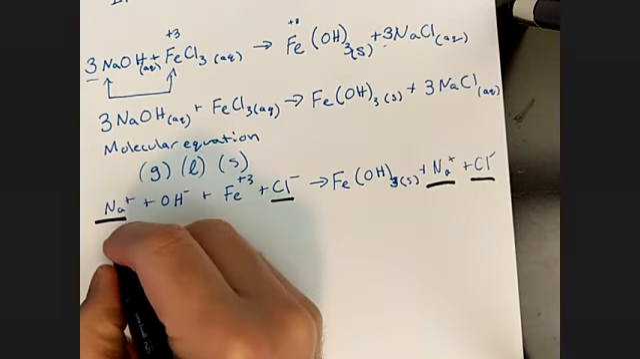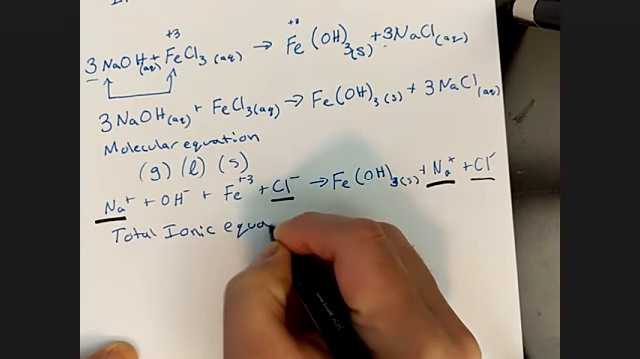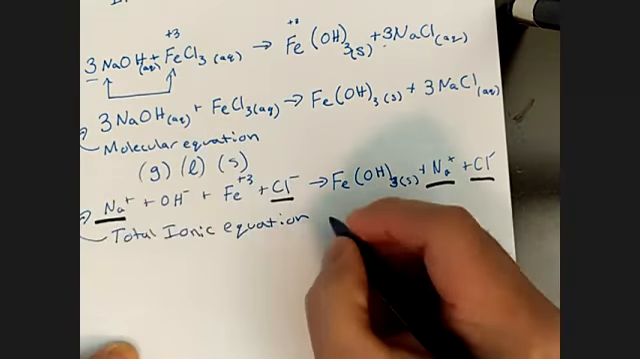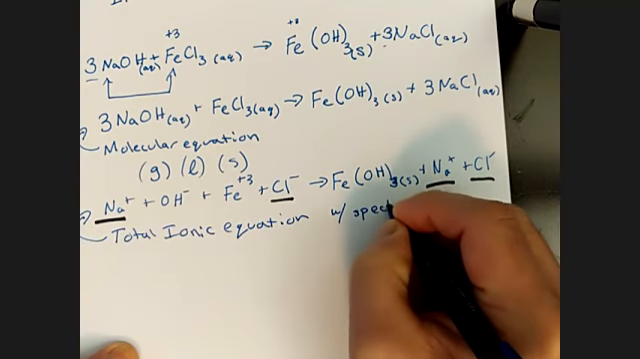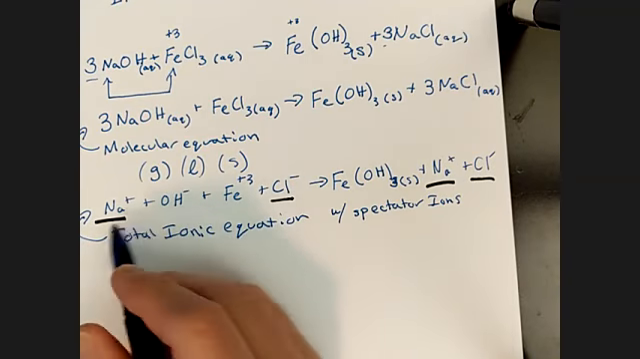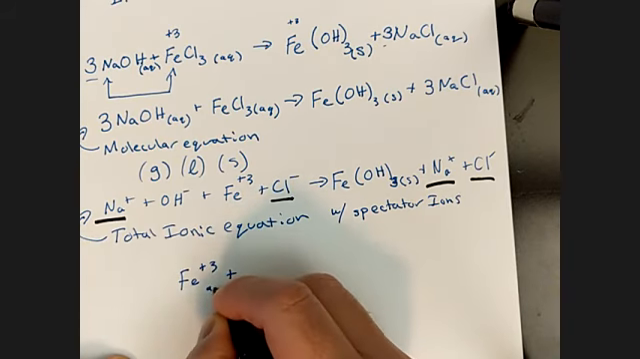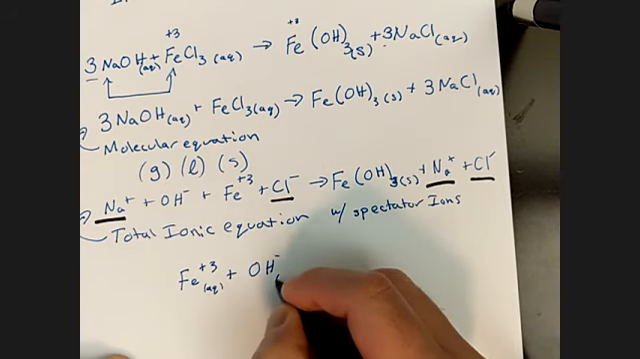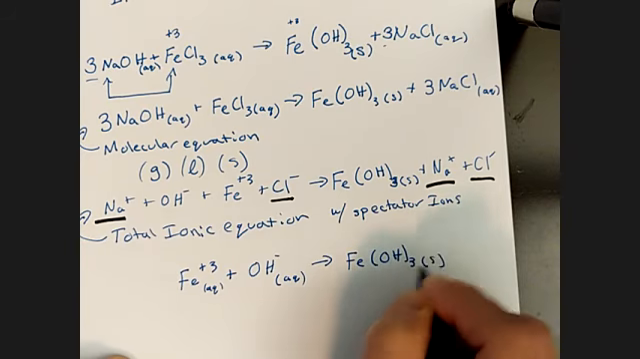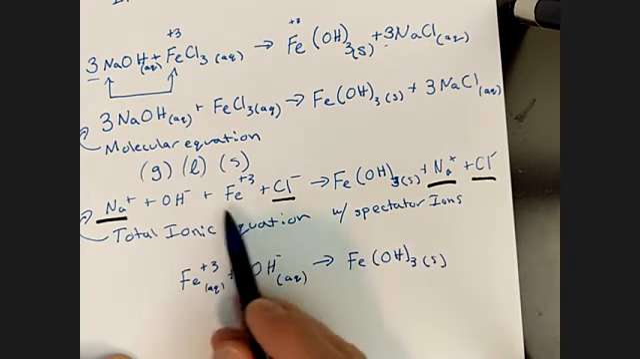And then lastly, this is called the total ionic equation, with spectator ions. Then lastly is our net ionic equation, where if we take out the spectator ions, what are we left with? Removing the spectator ions, we're left with just the iron and the hydroxide.